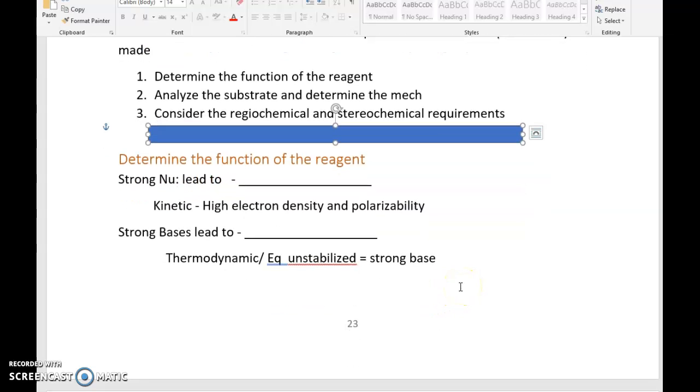Strong nucleophiles are going to lead to substitution reactions. Strong bases are going to lead to elimination. Strong nucleophiles are going to have high electron density and they're going to be polarizable. This is a kinetic effect. Strong bases are going to be unstabilized, and that's a thermodynamic or equilibrium effect.